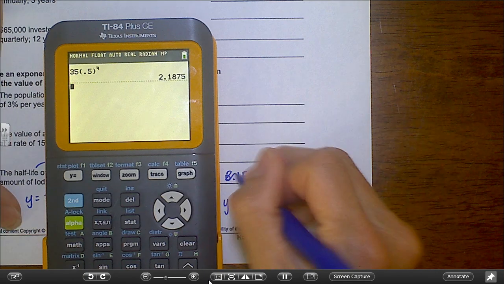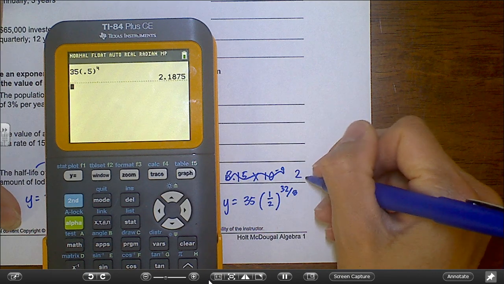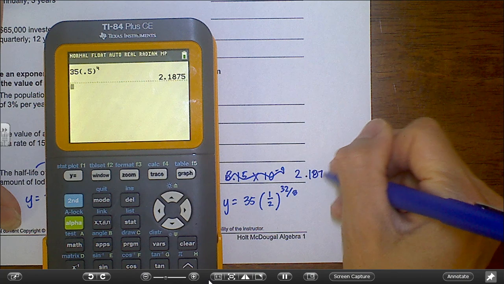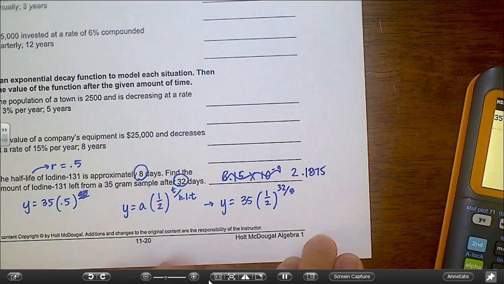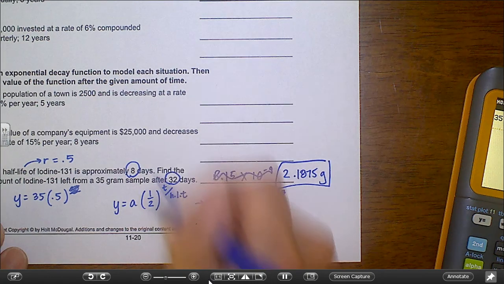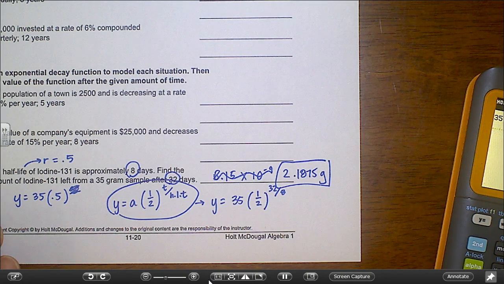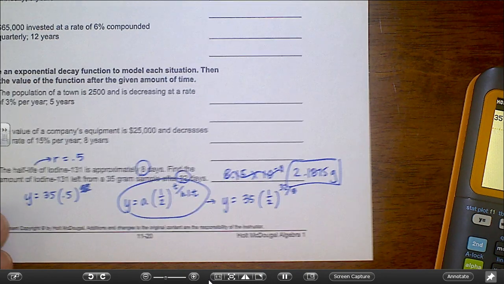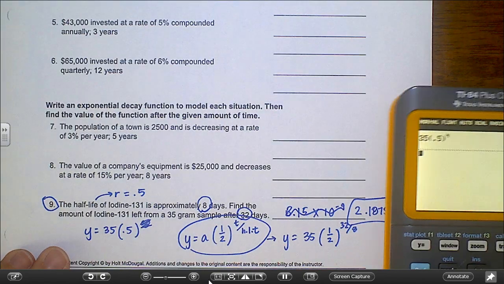So that makes more sense. I'm like, boy, that looks like a lot less. So that is 2.1875. So that's how many grams is left after that point. Sorry about that. So there's your half-life formula. I think that's the only question on here, though. But you might get some half-life ones on the Delta Math. So that's how you do that.